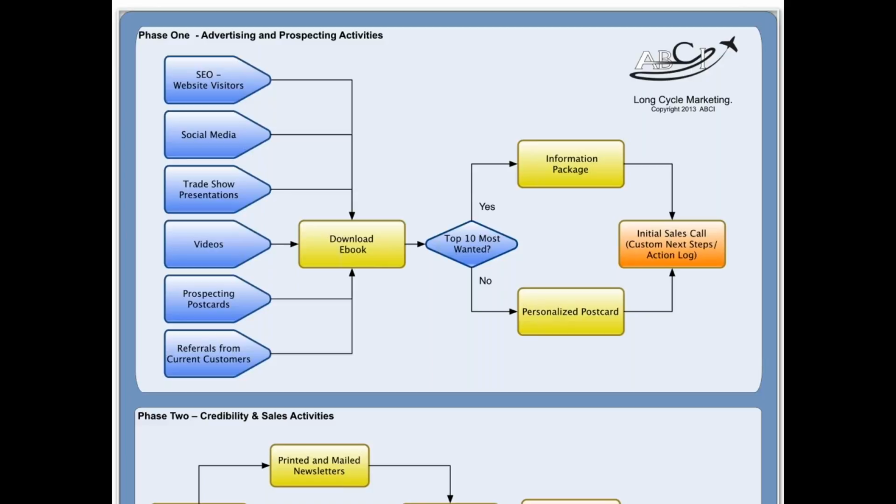So if you're spending time on social media, you want to make sure that the people that are following you are quality people, and are people who are more likely to be good prospects for you.